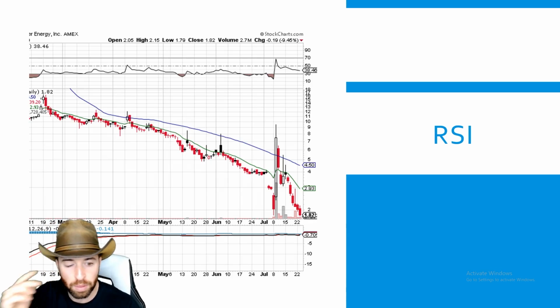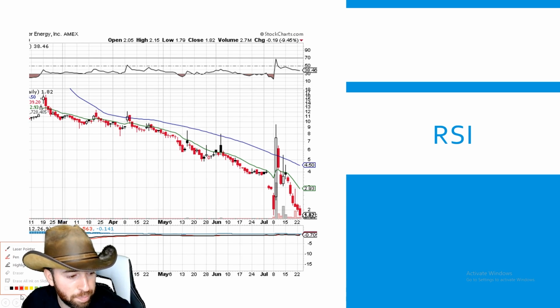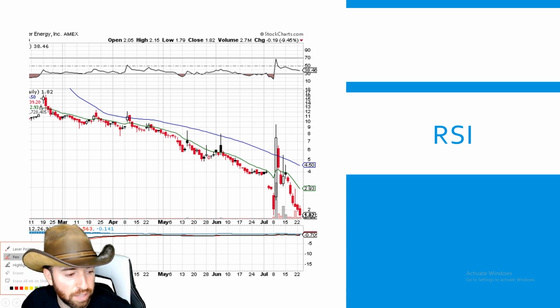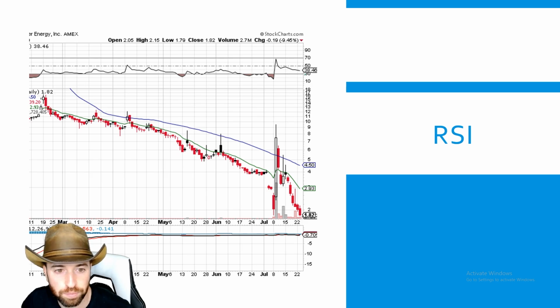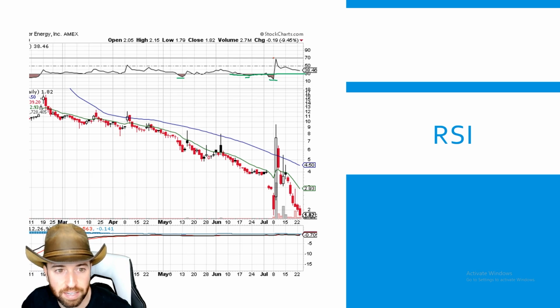So what is the RSI? The RSI is going to tell us, when we look at a play, if the stock is currently overbought or if a stock is currently oversold. So anything that is below a 30 on the RSI, and you can see these little dips right here, a little dip right here, a little dip right here, that is when the stock is oversold. Anything that is above a 70 or near a 70 on the RSI, that is when the stock is overbought.